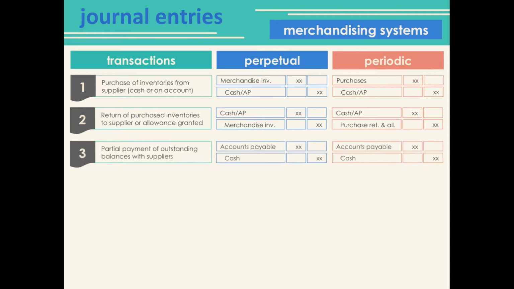Three, partial payment of outstanding balances. This is similar to what we've covered in the previous episode, where we simply debit accounts payable and credit cash. We use the same entry for both systems.